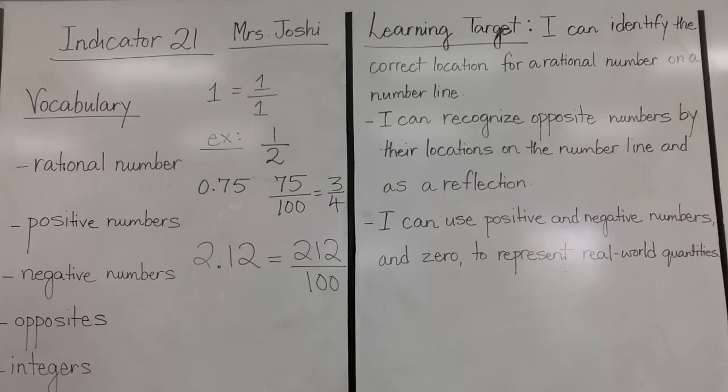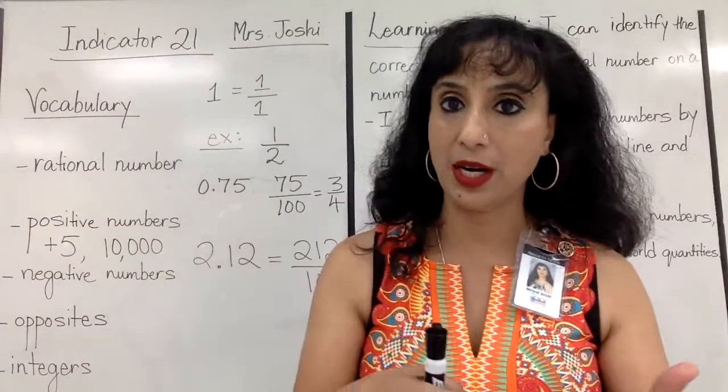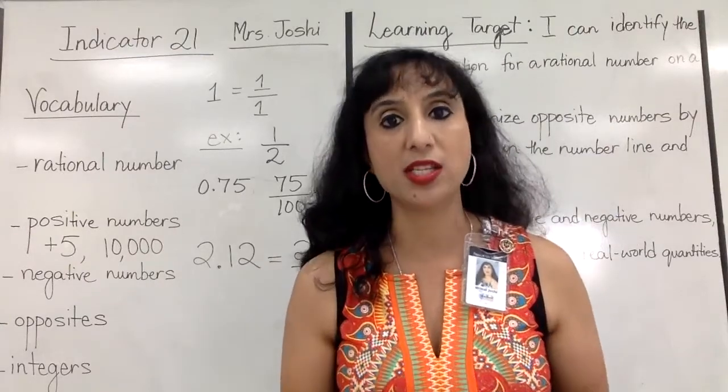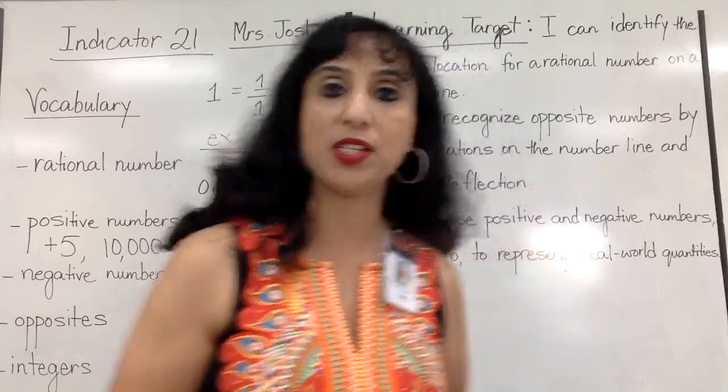Okay, a positive number is any number which is greater than 0. Any number that is greater than 0 is a positive number, and you can write it with a positive sign. If I say +5, you can write it like this. You can also just write it, let's say I say 10,000, for example. If you don't put a sign in front of a number, it basically means it is a positive number. Okay, so numbers which are greater than 0 are positive numbers.